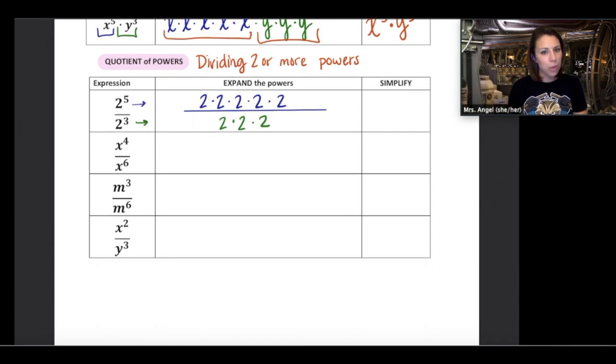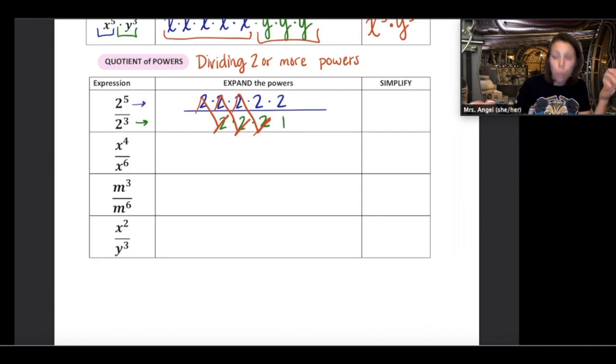So how many big ones do I see? Well, I see 2 divided by 2, that's a big one. Another 2 divided by 2, that's another big one. And another 2 divided by 2, which makes a third big one. So what does that leave me with? That leaves me with 2 times 2 in the numerator, and everything in the denominator has simplified to 1. So I'm just left with 1 in the denominator.